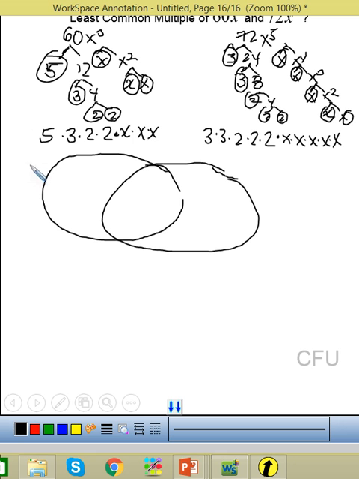So let's write this. This circle is for the 60x to the third. This one is for 72x to the fifth. So what do we have in common? Do we have a 5 for each side? No. Do we have a 3 for each side? Yes. How about 2s? How many of them? 2. So 3, 2, 2. That goes in the center. 3, 2, and 2. What else do they have in common?